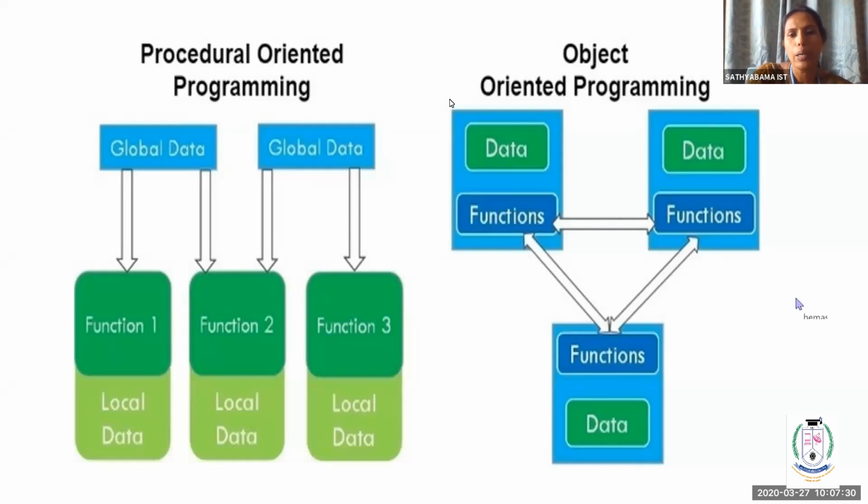Now coming to the object-oriented programming language, the entire program is divided into a number of small subparts. Each and every subpart we call an object. So when you see this, this is one object, this is one object, and this is also one object. Every object has its own data as well as functions. And here also, this object has its own data as well as functions. And now every object is able to communicate through their functions.